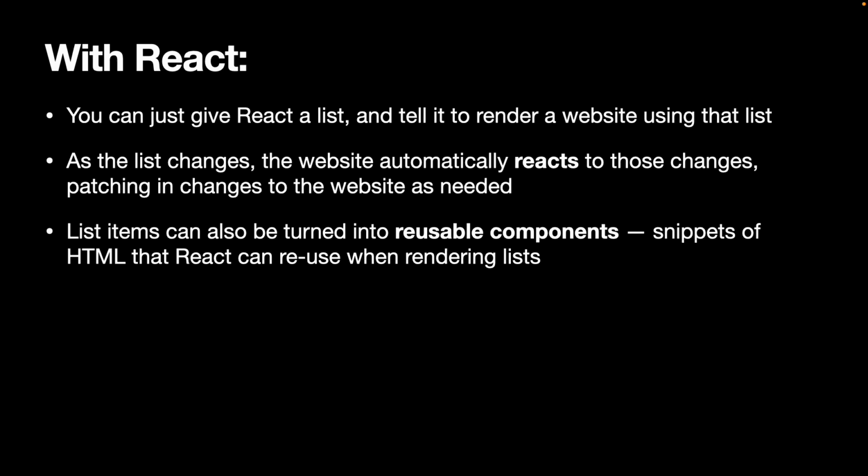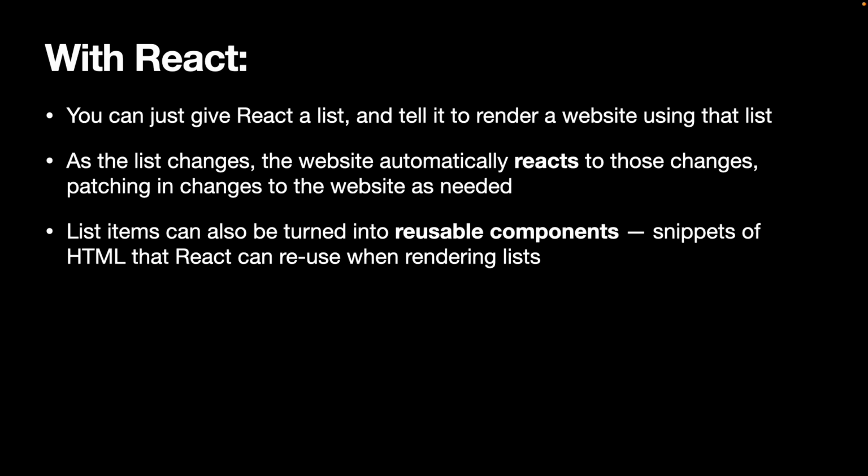And list items can also be turned into these things called components, which we'll talk about more next week. The idea with a component is it's a little snippet of HTML that React can reuse over and over and over. If you have a Twitter card, right, that can be a component. And then you can say, hey, use that card for every single tweet in the list and plug in all the data and throw it on the website. That's it. That's a Twitter feed.